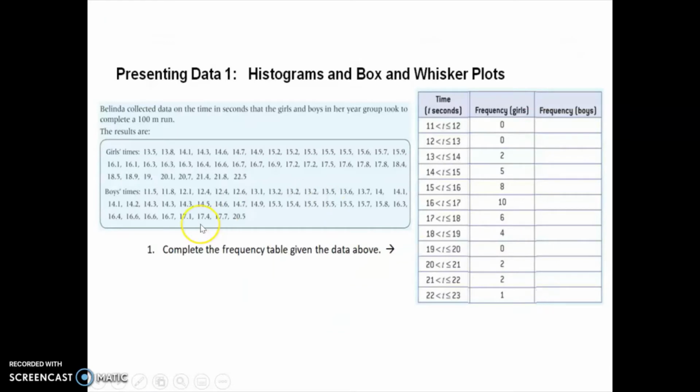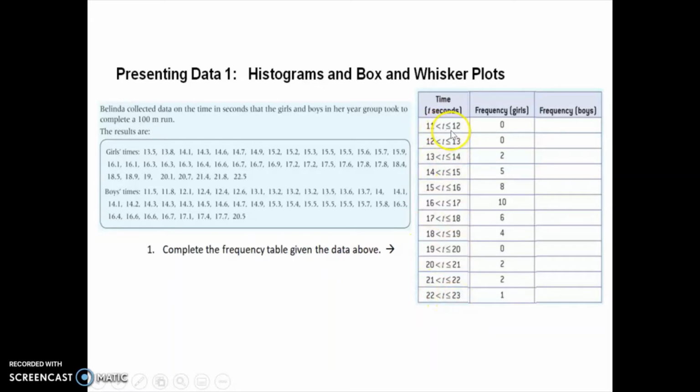Okay, so now, if you're making a histogram, we can always begin with a frequency table. We've already made these before, but let's go back to these now to take a look. Let's say we have this data here. It says Belinda collected data on the time in seconds that girls and boys in her year group took to complete a 100-meter run. So here's all the girls' times for the 100-meter run. Here's all the boys' times. Okay, they're already sorted from least to greatest for you, so that's going to make it easier to work with. So let's say we want to complete this frequency table first. So here's the way they broke this down into these times between 11 and 12 seconds, and then 12 to 13 seconds, and on all the way to 23 seconds.